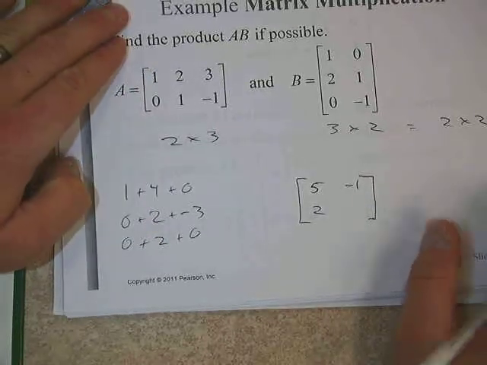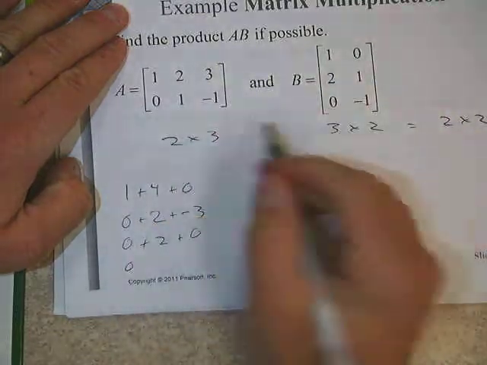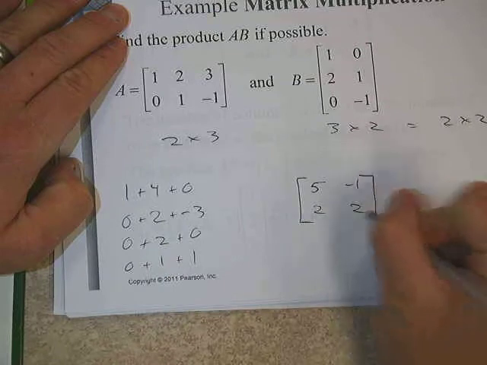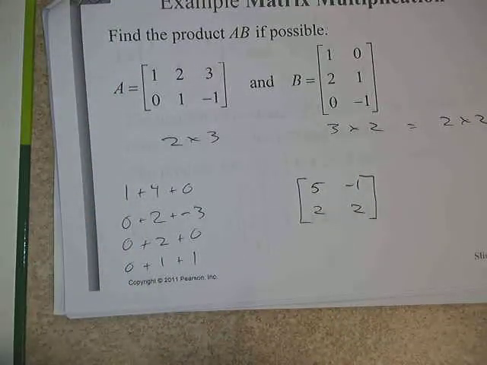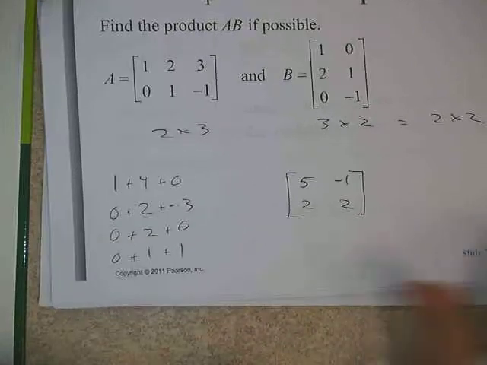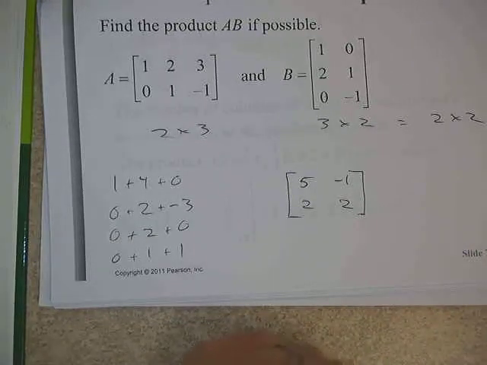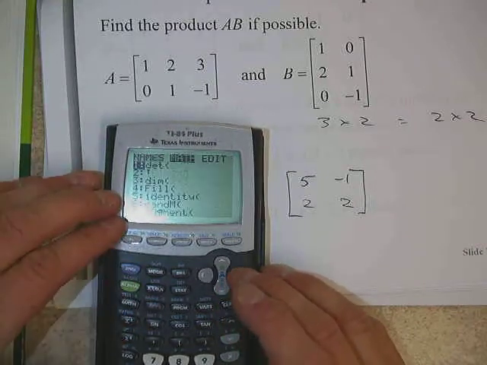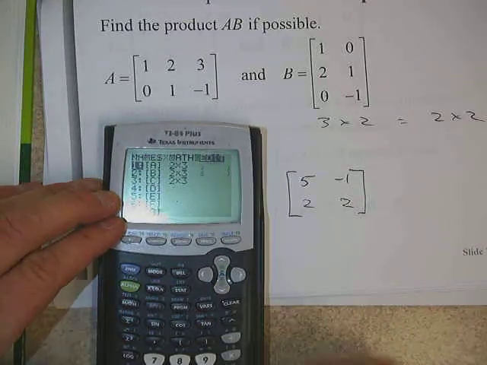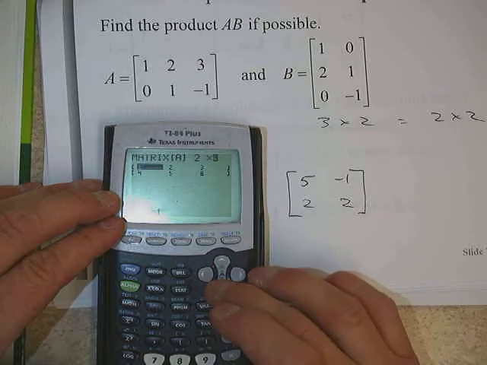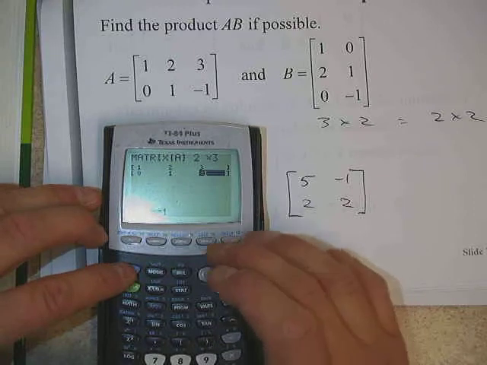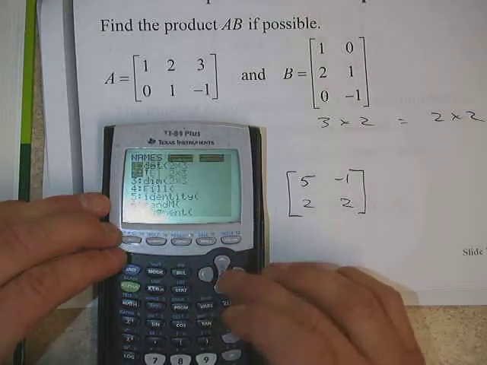So 0 times 1 is 0, 1 times 2 is 2, negative 1 times 0 is 0, so that entry will be a 2. And then finally, second row, second column, and when we get done, we will have multiplied all the rows by all the columns, but again, in a specific order. It has to go in that same order every time. So 0 times 0 is 0, 1 times 1 is 1, negative 1 times negative 1 is 1, and so we get our answer, which is 2. Questions on that process?